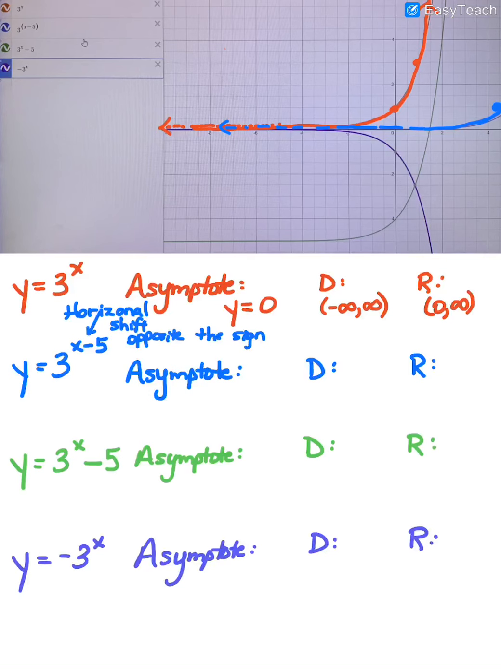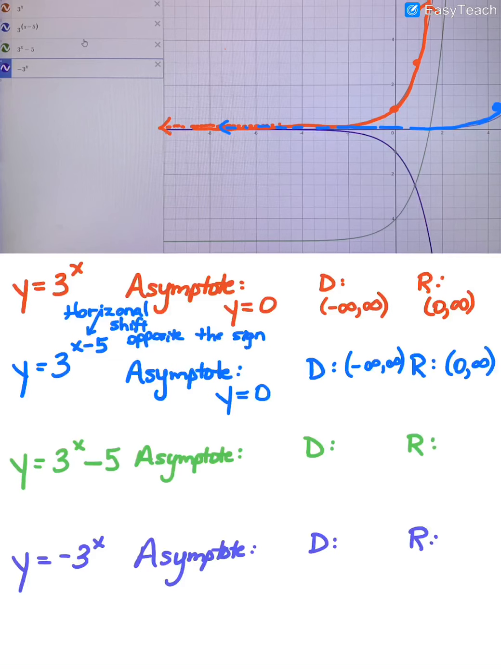So because it only shifted right, it did not change the asymptote. The asymptote is still y equals 0. It did not change the domain. Your domain is still from negative infinity to positive infinity, and it also did not change your range. So your range is still from 0 to infinity. So horizontal shifts are going to leave all of those things the same.